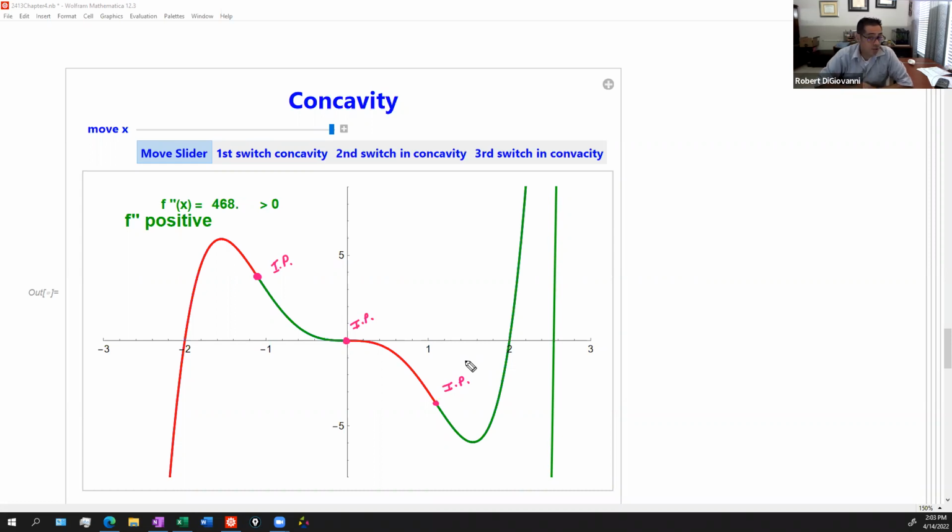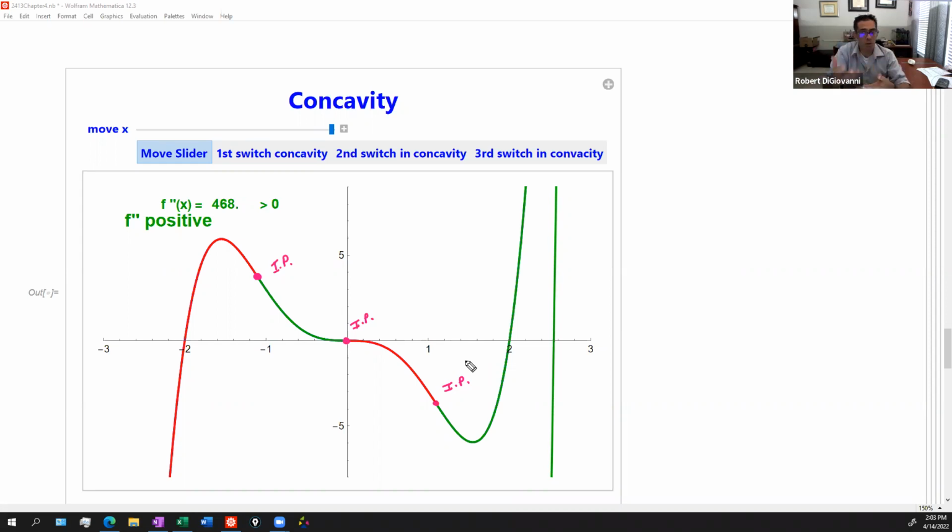So now what we can do is we can go and do problems where I ask you for everything I've asked you so far, right? I can give you a function, I can say, hey, tell me where it's going up. Tell me where it's going down. Tell me local maximums. Tell me local minimums. And now I can say, all right, now tell me where it's smiling. Tell me where it's frowning. Tell me where you have inflections.